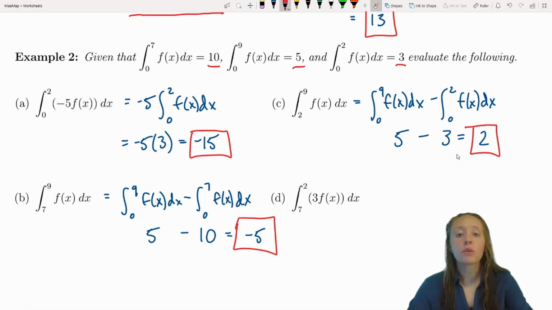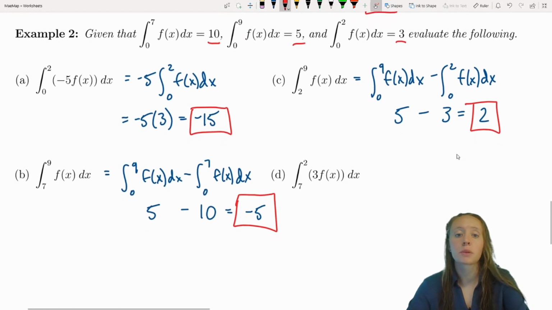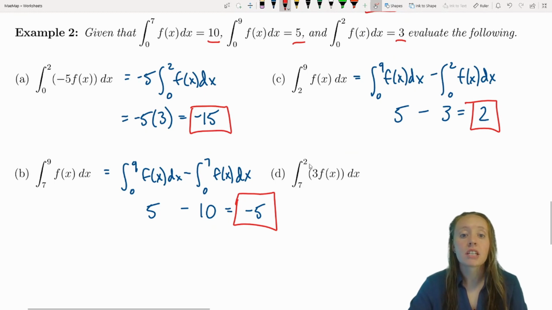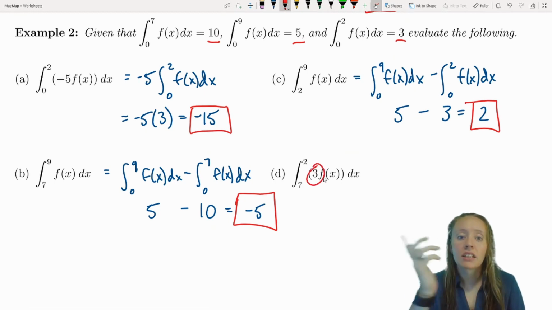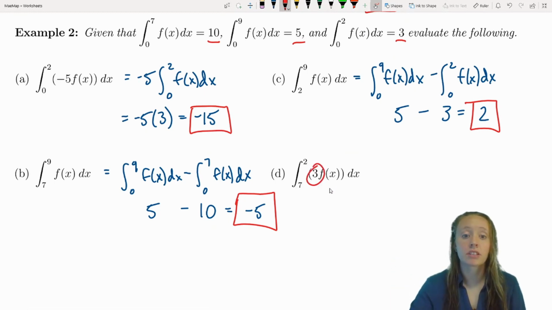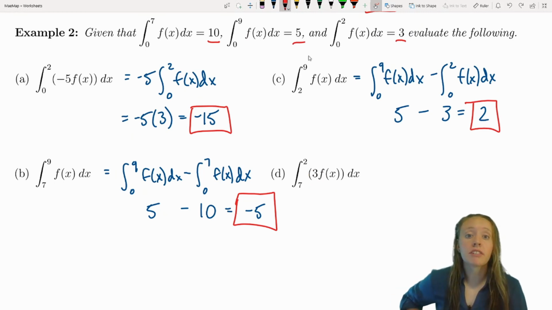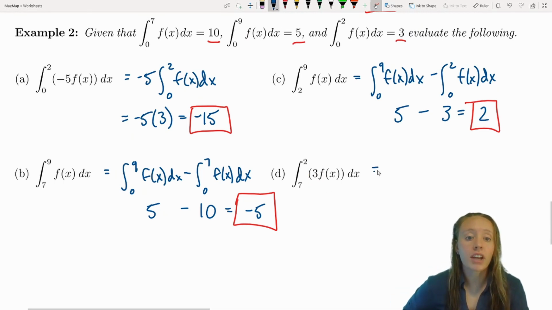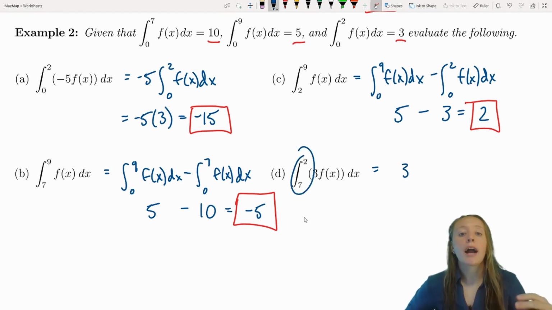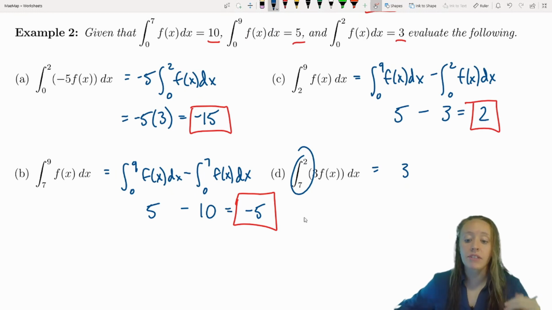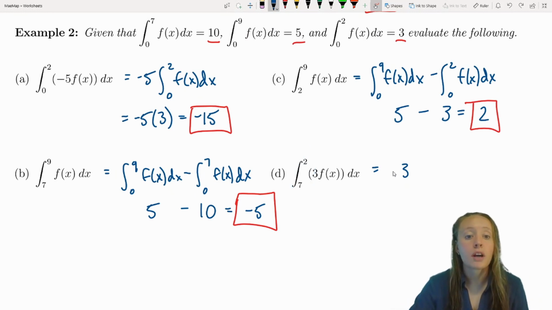And then now on to the last part of my example in this worksheet. I'm going from 7 to 2, and I have a 3 within my integral. What I'm going to do is rewrite this by pulling out a 3, but also at the same time, I don't want to go from 7 to 2. I want my bounds to be from 2 to 7. So I'm also going to negate this. So pulling out that 3, then negating, I'm now going to integrate my function from 2 to 7.